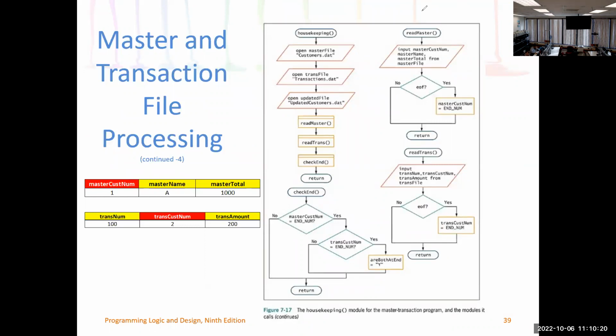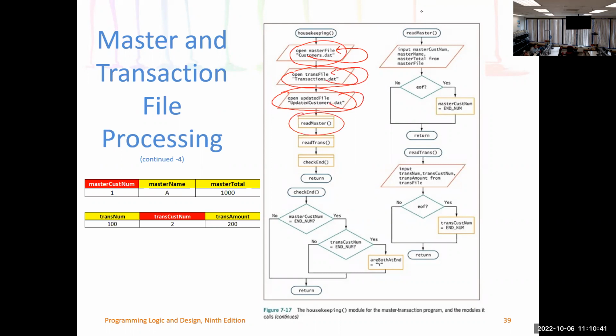The first step in housekeeping here, you have to open the master file. You have to open the transaction file and also open the updated file here. And you assign the customer link to the object here. This one links to the object transaction file, and this one links to the object here.